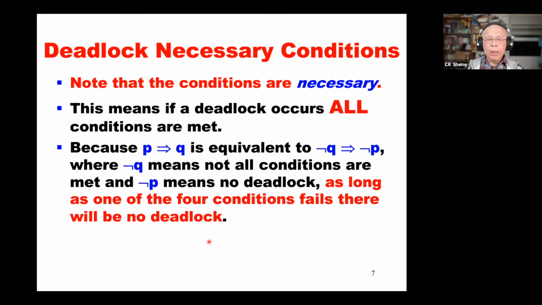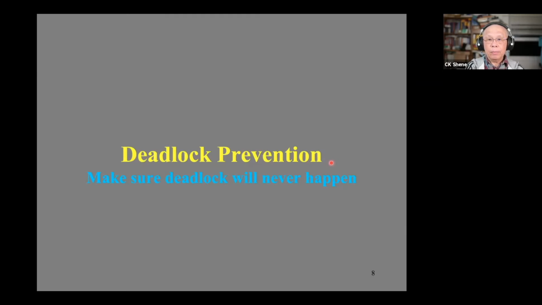Now, let me quickly restate this. If we have a deadlock, then mutual exclusion, hold and wait, no preemption, and circular waiting must be true at the same time. So according to not Q, then not P: if one of these four conditions is false, then the system would not have deadlock. This is the importance of the previously stated theorem. Now, how do we use it?